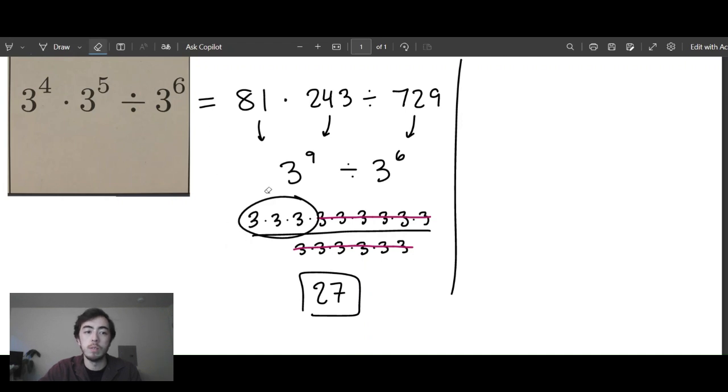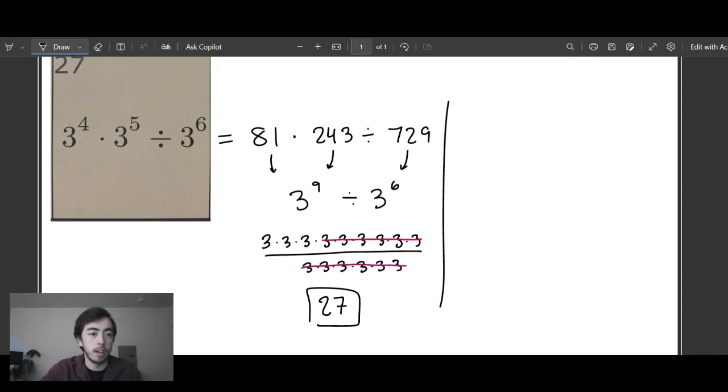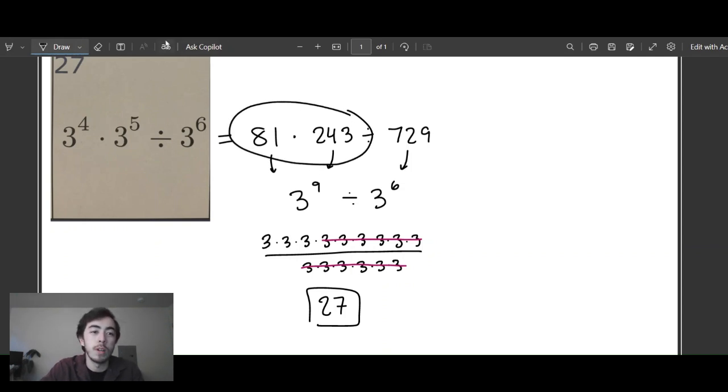So whether you use exponent rules or think about crossing off factors in a fraction, the answer is 27. Even if you decided to multiply it all out and figure out what that really big number is, either way, you're going to get 27 in the end. I just don't recommend actually trying to do the arithmetic with those big numbers because you don't have to.